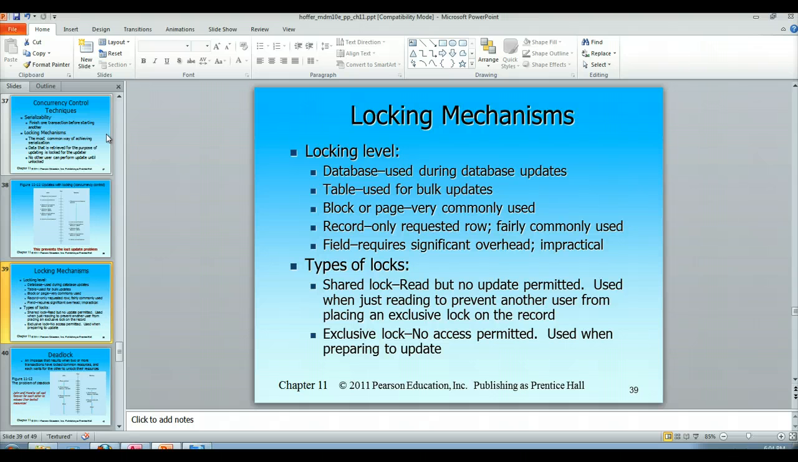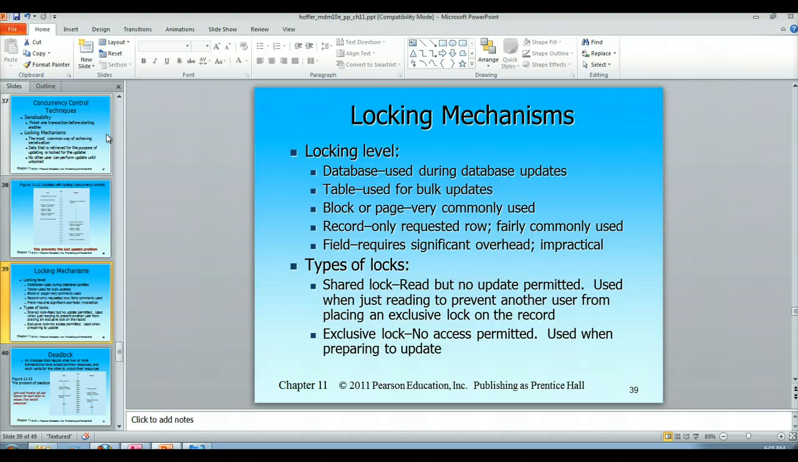So various locking mechanisms are in place. There are different levels of locking. You can lock the entire database, which is typically used for updates and backup and recovery purposes. You can lock a particular table. Again, that can be used for bulk updates, or if you're doing your hot backups where you're just backing up pieces of the database at a time, you can use that level of locking. You can lock a block or a page, which is very commonly used, which is a set of records, typically 8 kilobytes in size.